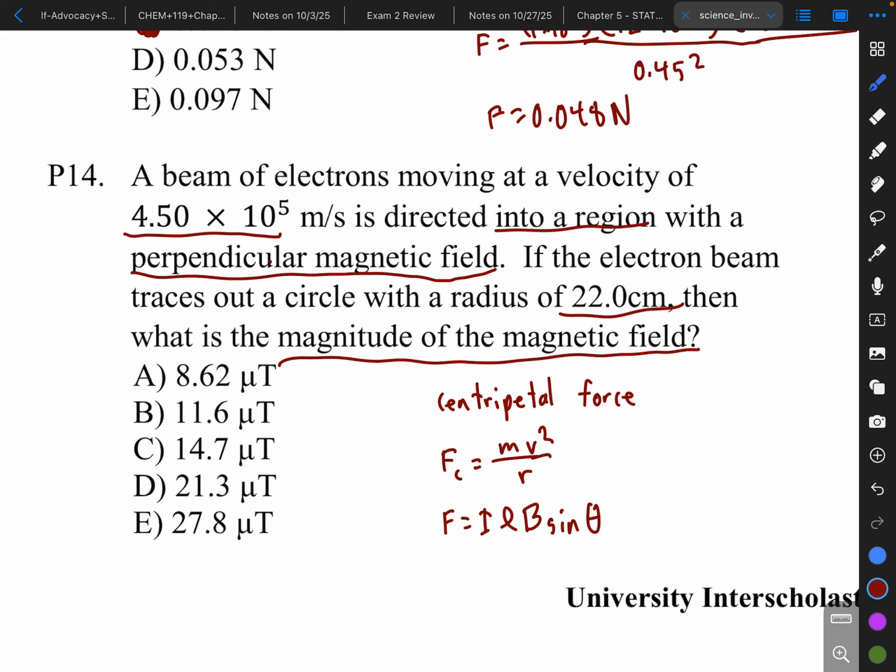But in this case, it's a perpendicular magnetic field. So sine of 90 degrees is just 1. We can ignore that part.